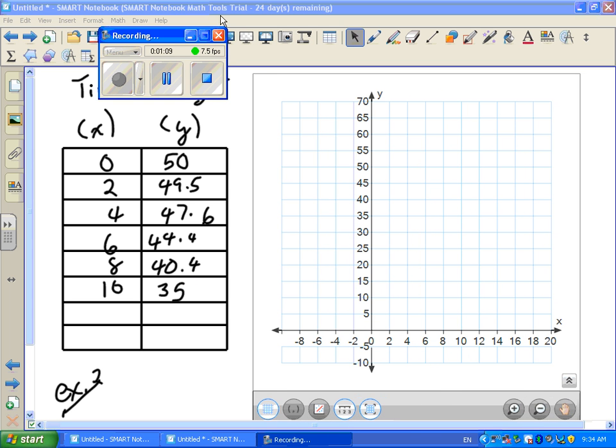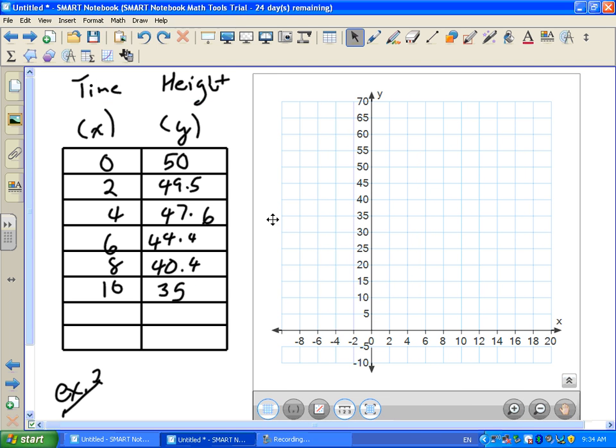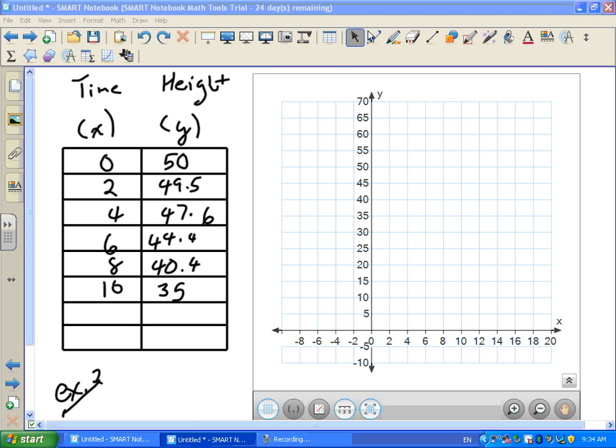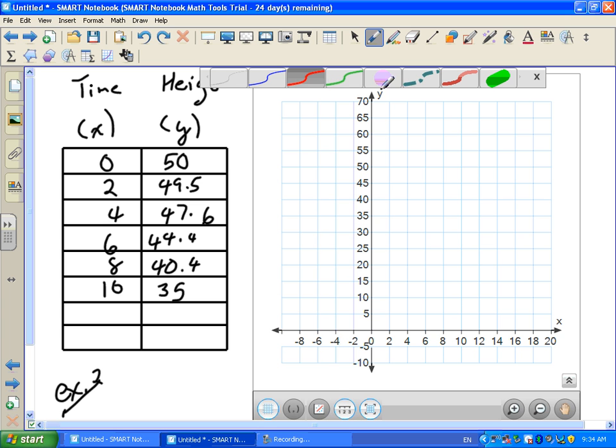All right, so I just changed the graph there a little, guys. So we have these numbers they've given us. We'll do it in red. Very first thing I'm going to do is I'm just going to plot them. So I have 0 and 50. Going to be right there. My 2 is at 49, so that's very, very close. So I estimate about there.